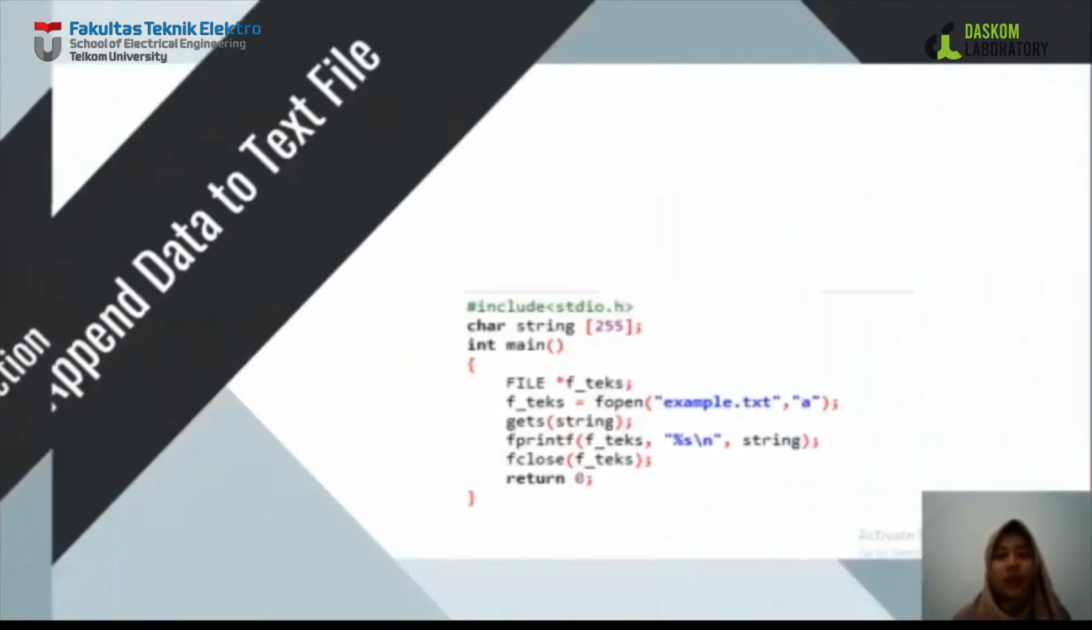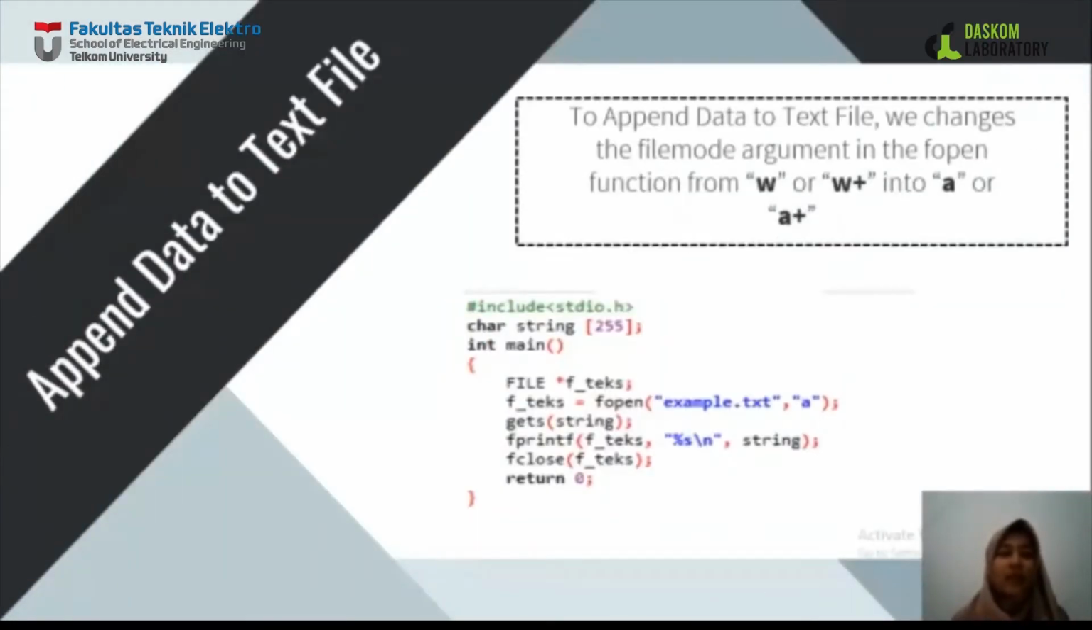The last is append data to a text file. To append data to a text file, we change the file mode argument in the fopen function from W or W plus into A or A plus in here. The difference between append and write is just this argument.